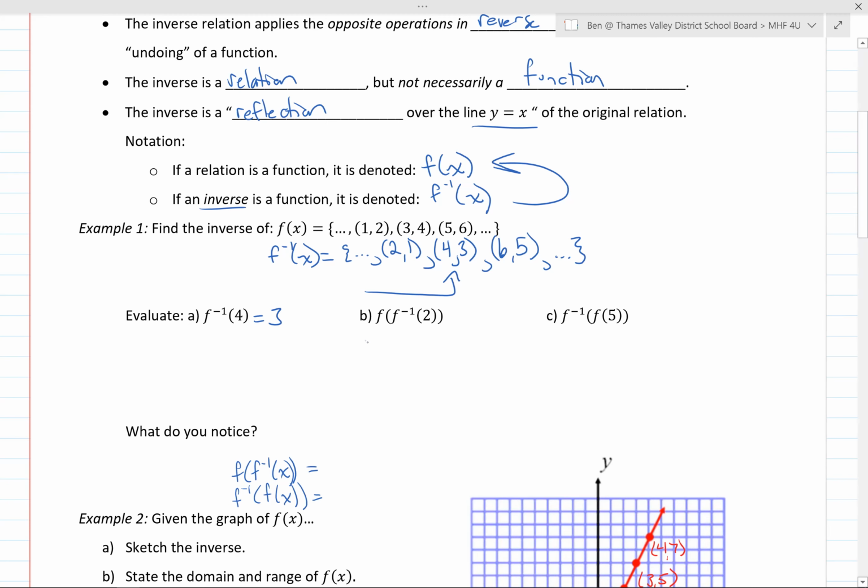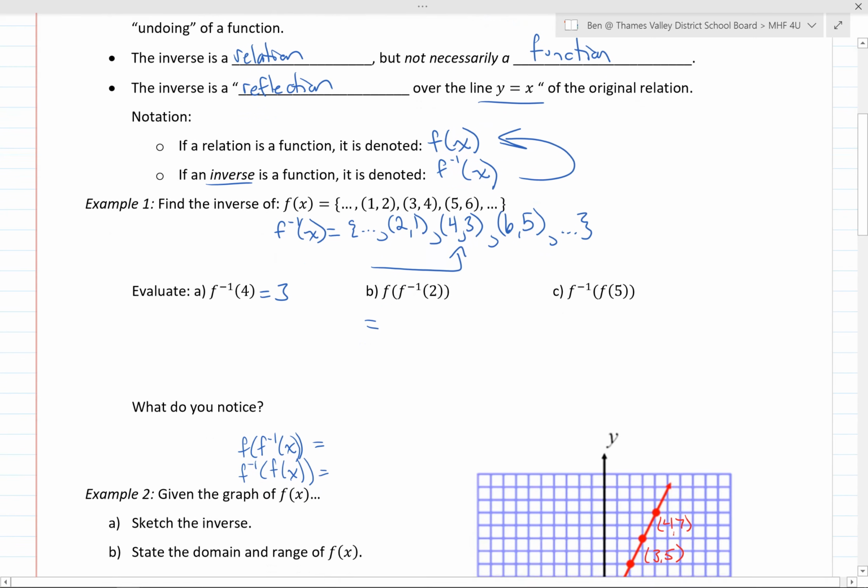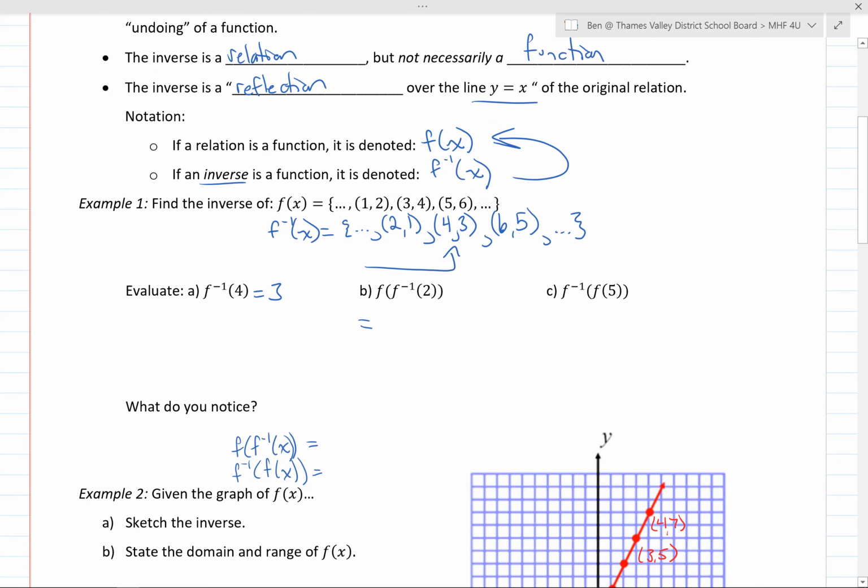Good. Now let's try and evaluate f of f negative 1 at 2. So we're evaluating the inverse function at 2, and that brings us the value 1, because that's our y coordinate there. So that means f at 1 is what we're looking for. Now, for f at 1, we still need to go back to our original function. I can see that f at 1 equals 2.